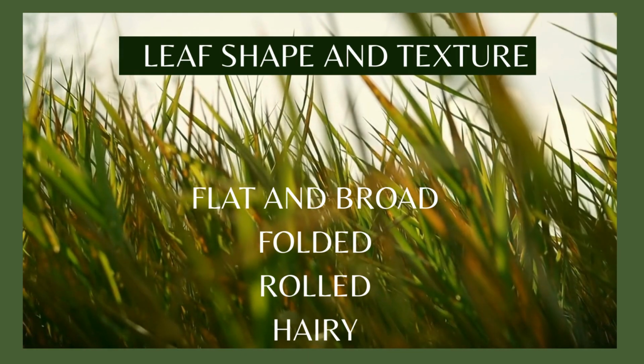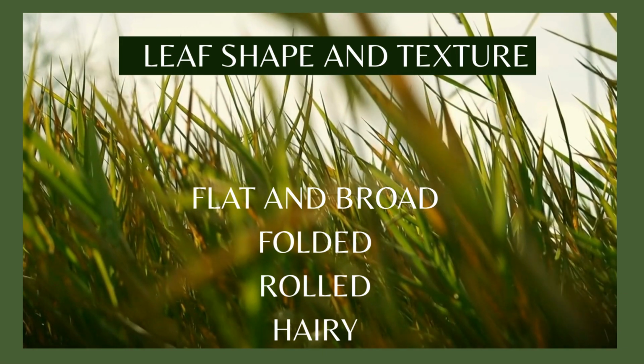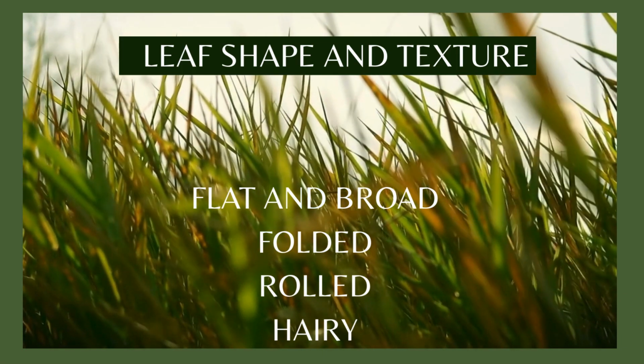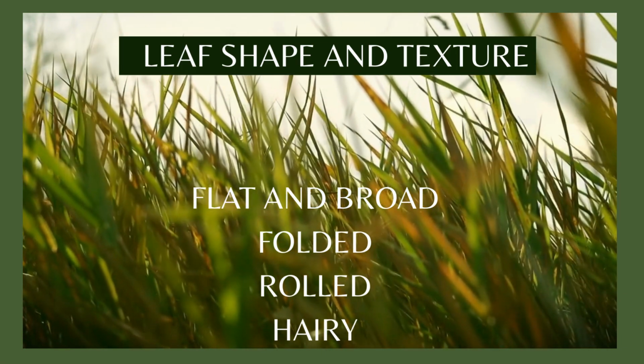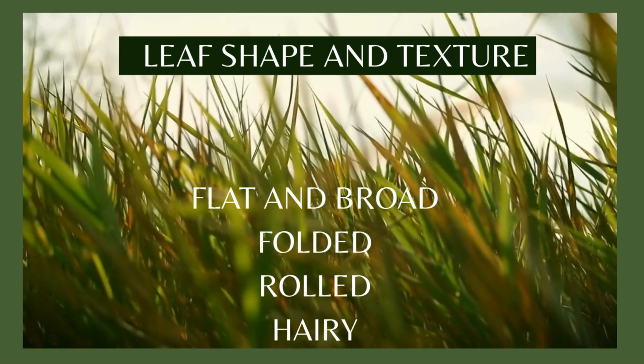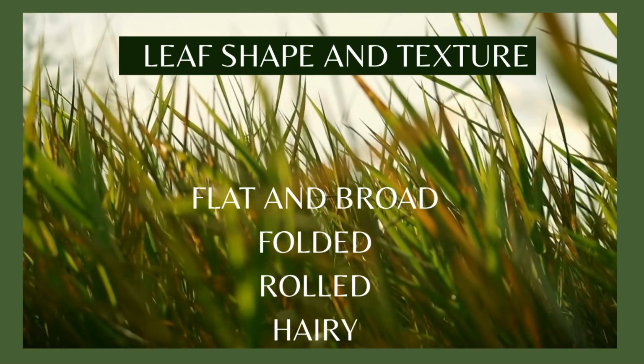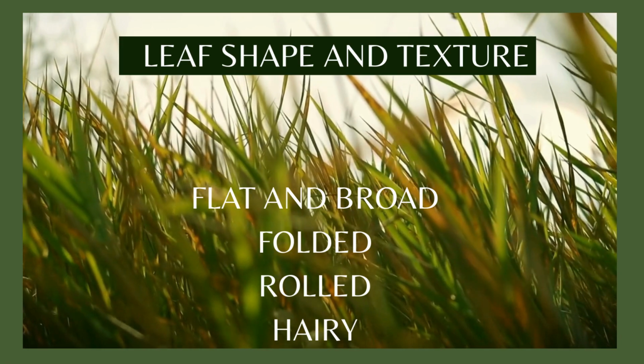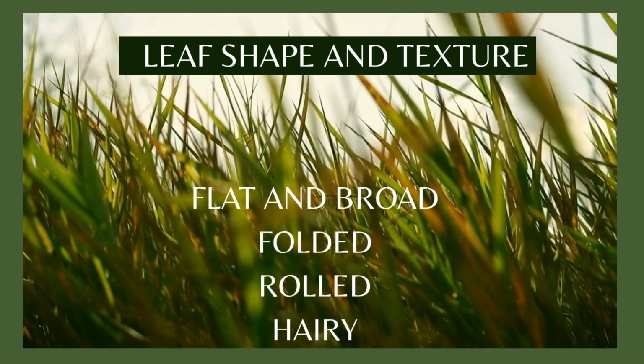The next way to start with identifying grasses is to look at their leaf shape and their texture. Now, it may seem a little hard at first because leaves of grass kind of look all the same, but there are very distinct differences. Some are flat and broad, some are folded, rolled, or hairy.